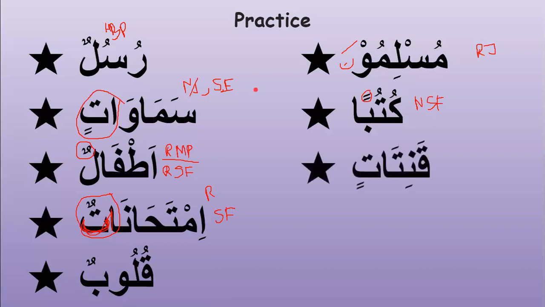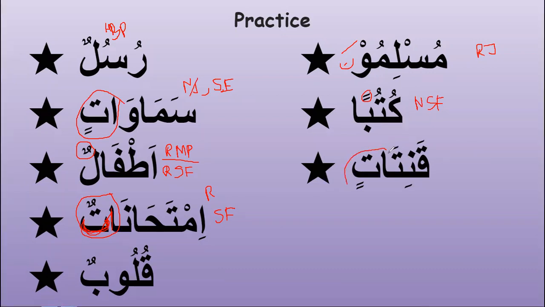Okay. Moving on. Qanitatin. Is it broken? No, why would it be broken? Is it jar? Feminine. So it's a feminine plural, yes. And it's because of the atin ending. Atin ending is always feminine plural, right? Yes. And what is the status of it? Nasab or jar. It's plural and it's feminine. Qanitatin means subservient woman.